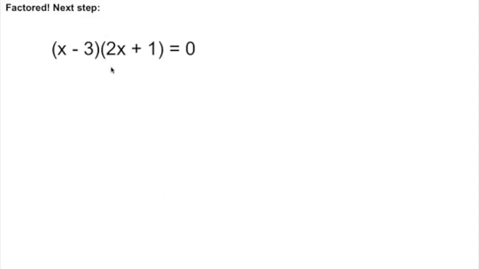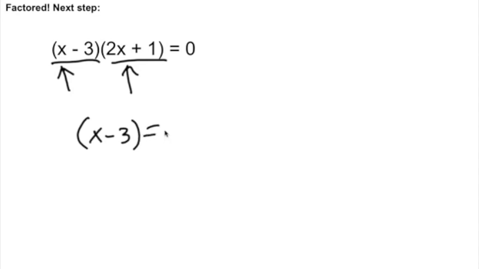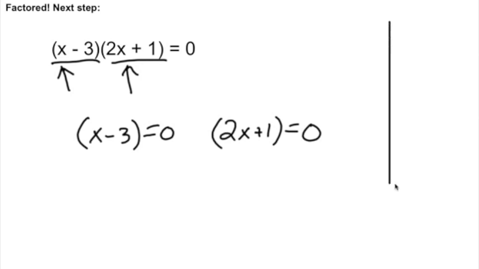Here's the next step. So the next thing I'm going to do is set that factored form equal to 0. Because what I want to do is figure out my other answers here. So if I have something in here, I can sub in for x to get 0. Something over here, I can sub in for x to get 0 as well. So I need to treat these as two separate equations. So I'm going to have x minus 3 equals 0 and 2x plus 1 equals 0.